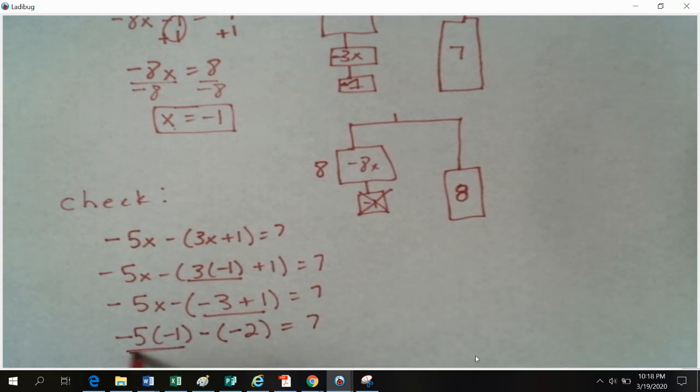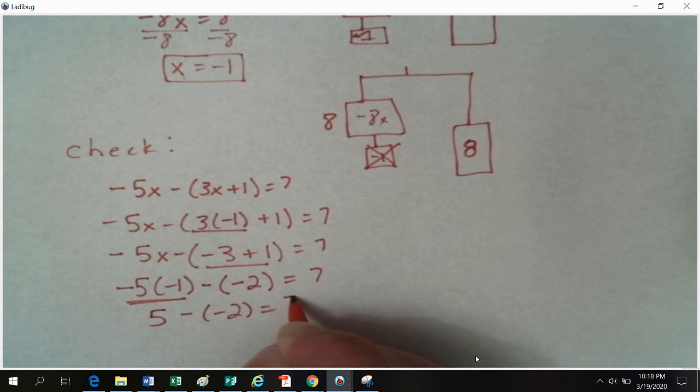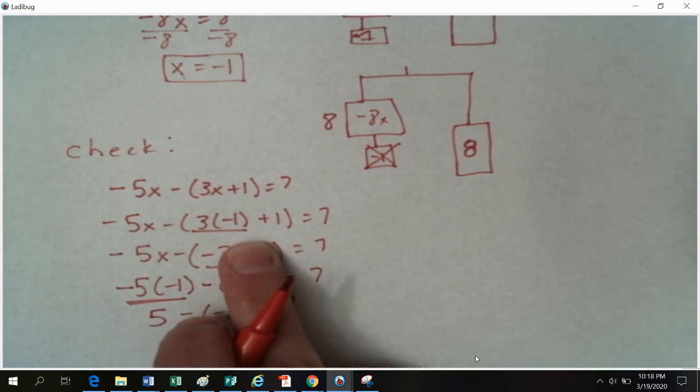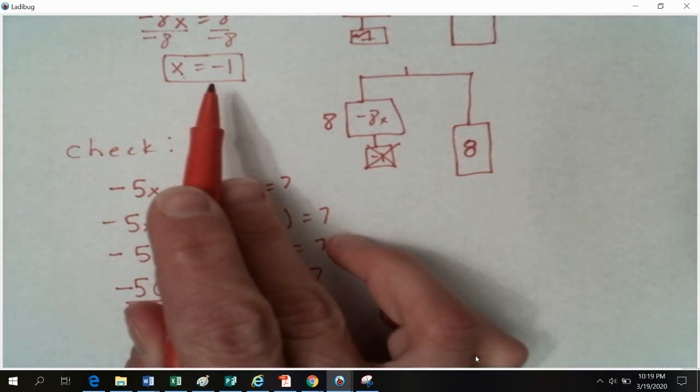Let's go ahead and multiply here. Negative 5 times negative 1 is 5. Minus negative 2 equals 7. And 5 plus 2 equals 7. Again, 7 is not the solution. We are checking to see if we have a balanced equation. So when x is negative 1, the left side has a weight of 7, and the right side has a weight of 7. So we are correct. x equals negative 1. I think I said negative 2, but I meant x equals negative 1.